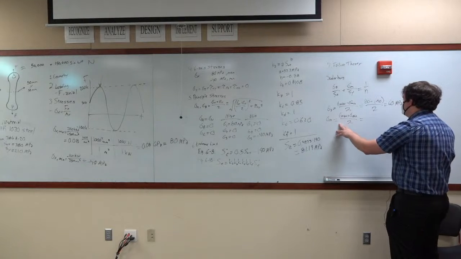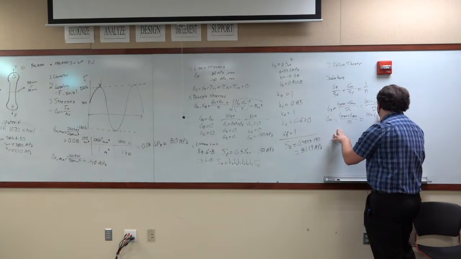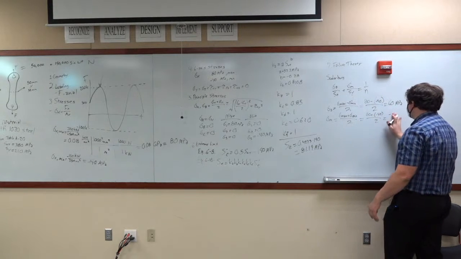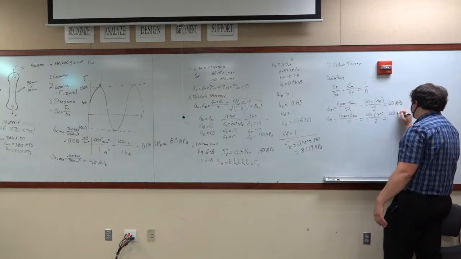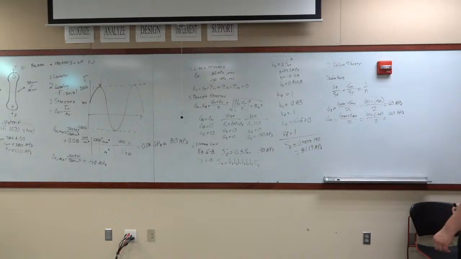Now, sigma max is equal to 80. 80 plus negative 40 divided by 2 is equal to, oh, that's not right, 20 megapascals. So sigma m equals 20 megapascals, sigma a equals 60 megapascals.